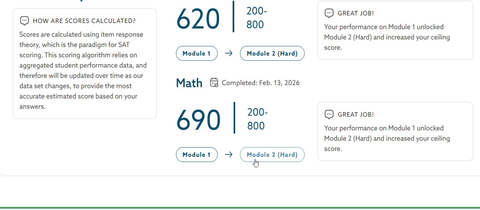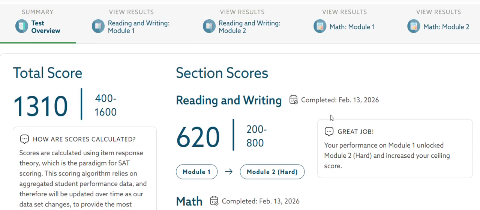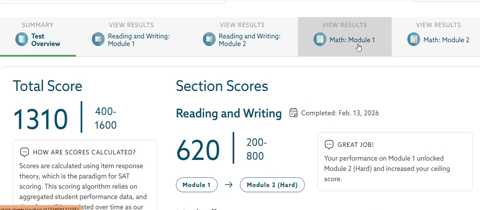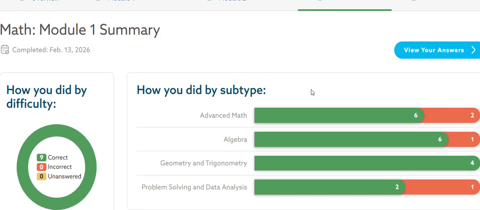On math, I also triggered the second harder module. In order to trigger the second harder module, I need to get 66% right on module 1. Now we can do a deep dive and see exactly how we did on that math first module.